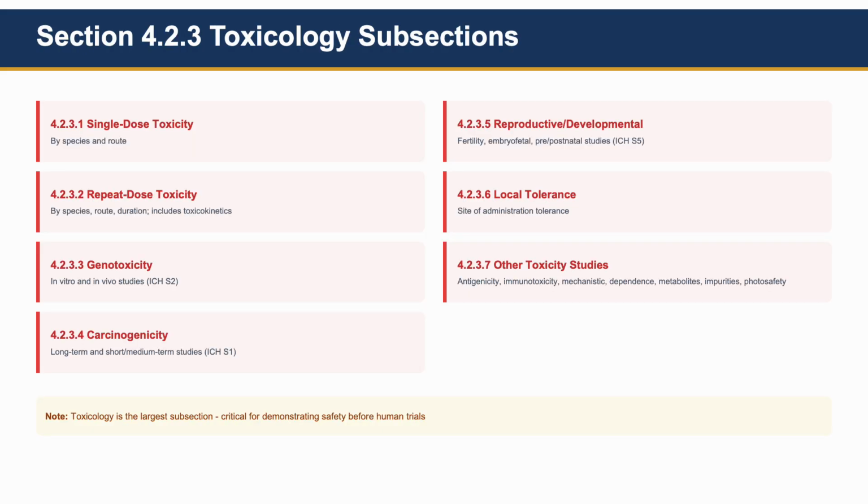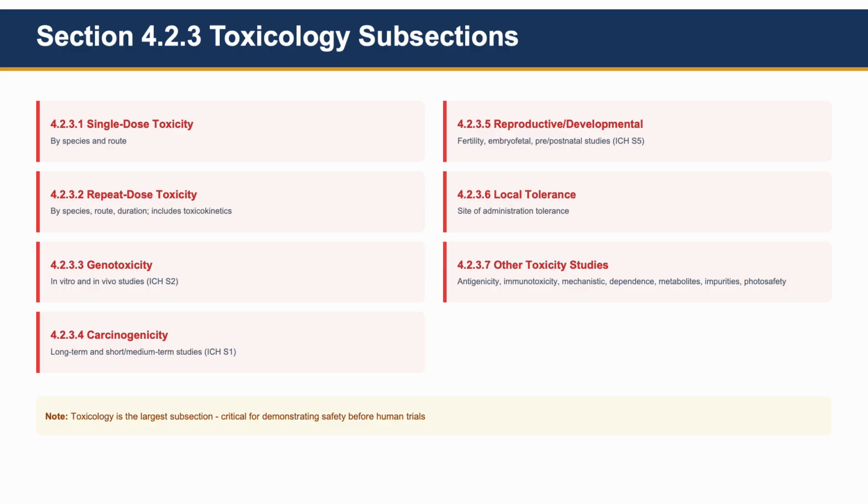Section 4.2.3 is extensive and includes multiple subsections. Section 4.2.3.1 contains single-dose toxicity studies organized by species and route. Section 4.2.3.2 covers repeat dose toxicity studies organized by species, route, and duration. Section 4.2.3.3 addresses genotoxicity with both in vitro and in vivo studies per ICH S2. Section 4.2.3.4 contains carcinogenicity studies per ICH S1 guidelines.